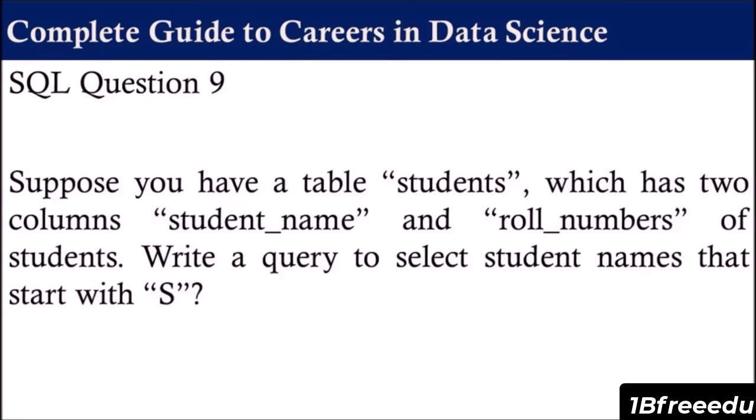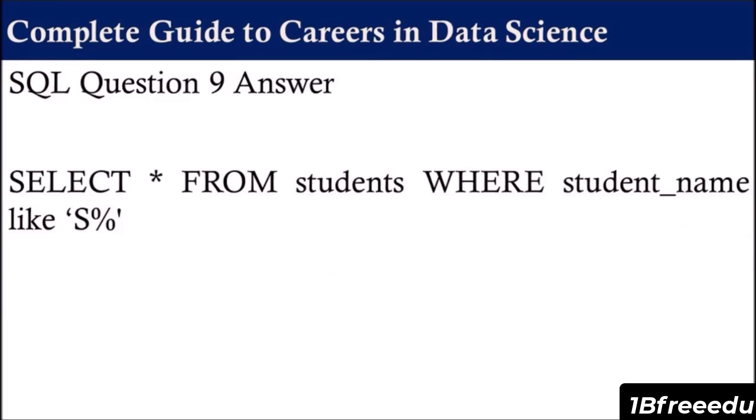The ninth question in SQL is, suppose you have a table students which has two columns, student name and roll numbers of students. Write a query to select student names that start with S. Let's have a look at the answer. The query to select student names that start with S is select star from students where student name like S%. This is a very common SQL interview question. Interviewer will ask you this type of questions to check your basic understanding of SQL.